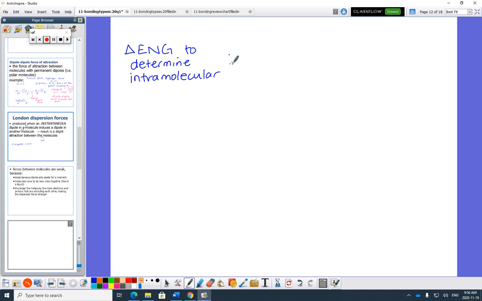Delta E and G to determine intramolecular, and there's three choices. Ionic. You might think, Ms. Todd, what about metallic? It's intramolecular. Why isn't that part of it?